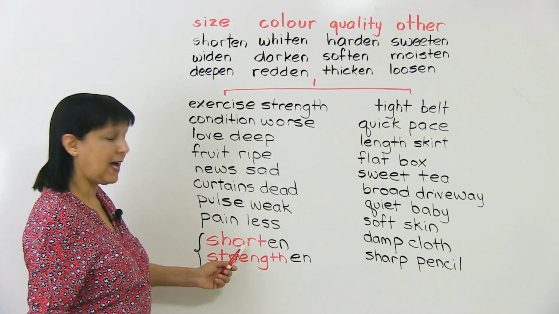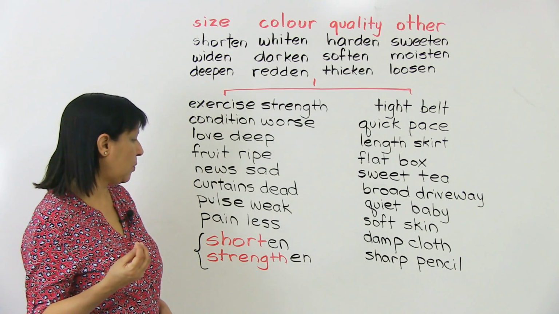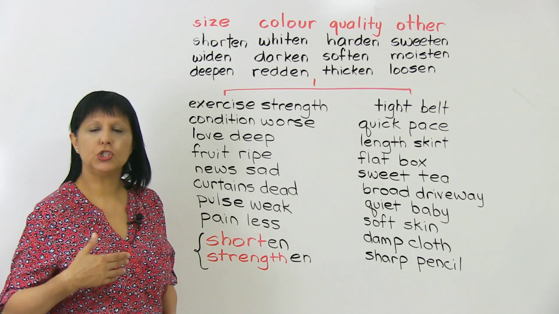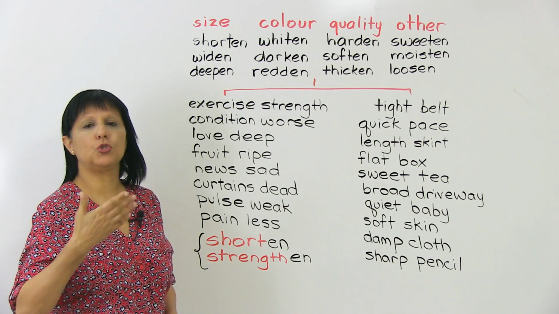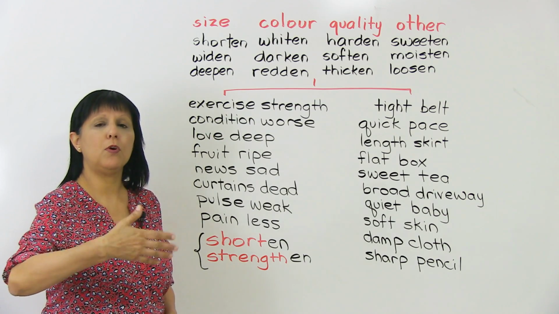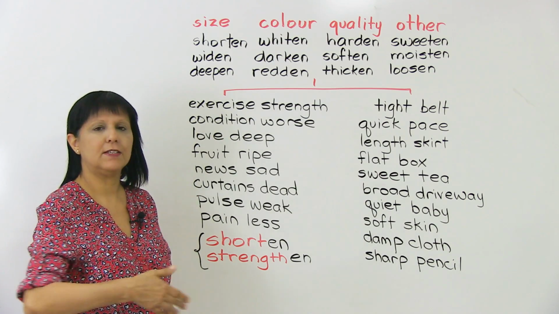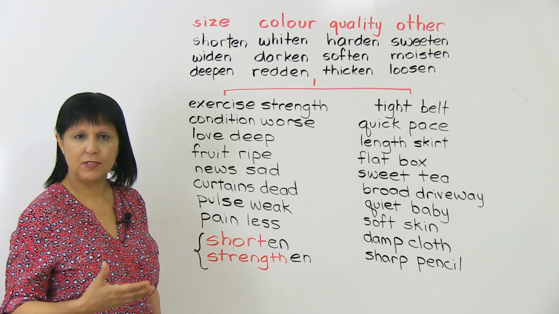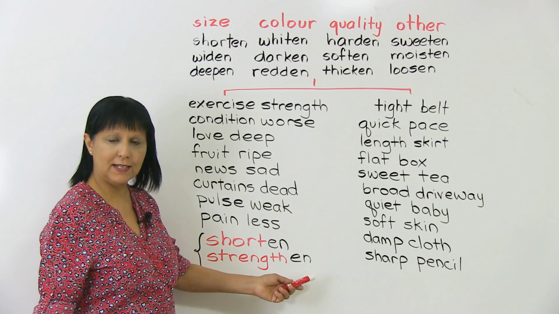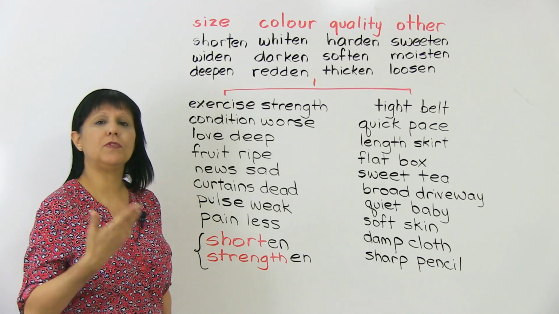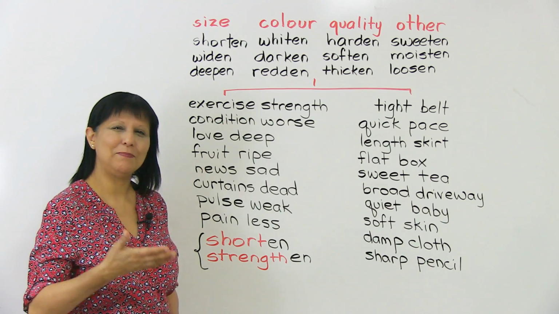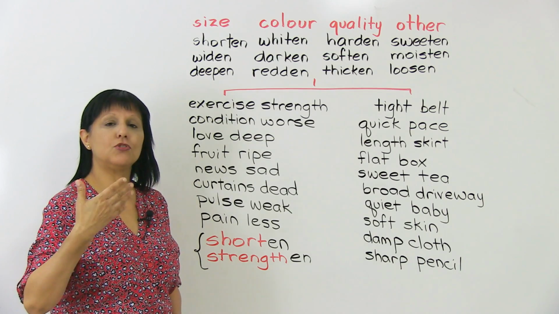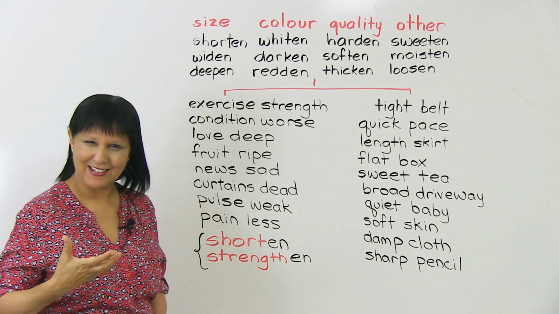Now, let's take this adjective short. So, by adding en, it becomes the verb shorten. And what does it mean to shorten something? To make it more of whatever it was, in this case, to make it shorter, right? Or if we take this noun, strength, and we add en, it becomes the verb strengthen. And to strengthen means to make something more strong, to make it stronger, to give it more strength, okay?